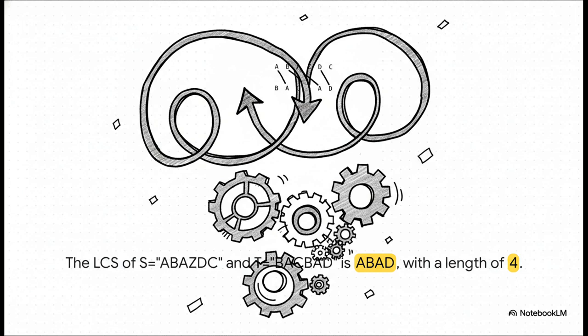We've got two strings here. The longest sequence of characters that you can find in both of them, in the right order, is ABAD. Notice how the lines connecting them show the matches. They maintain their order and none of them cross.